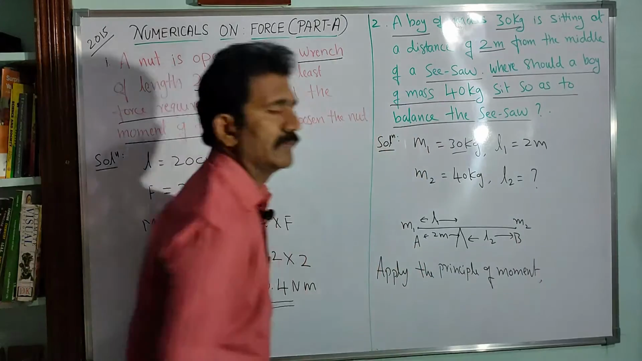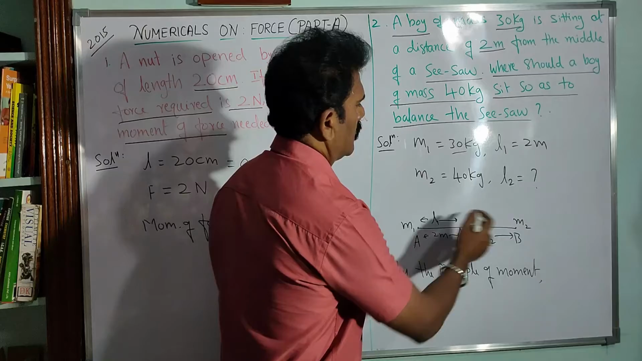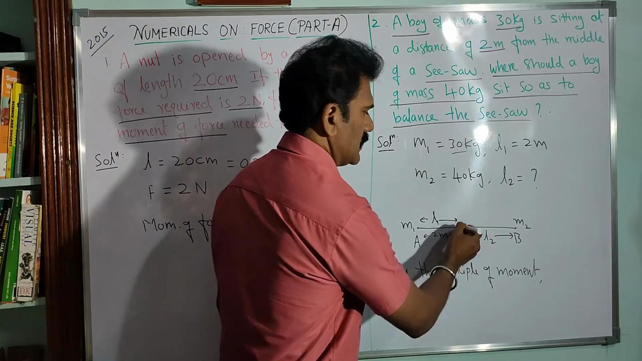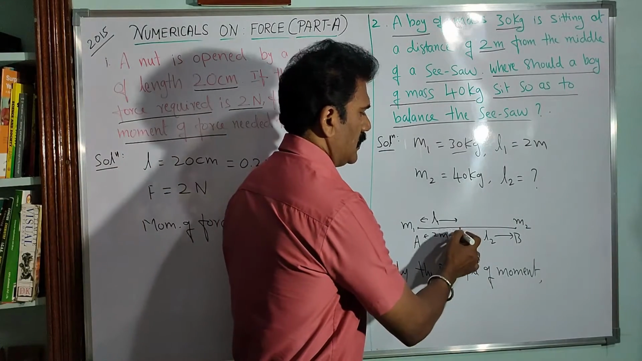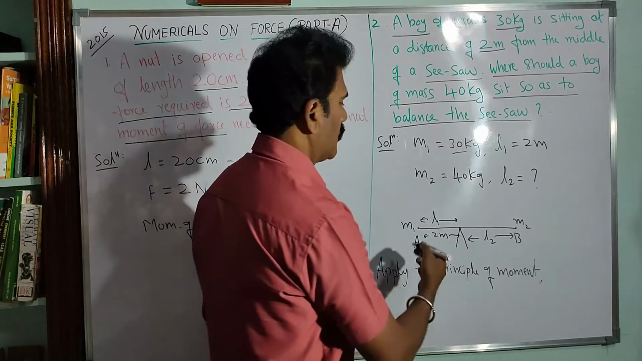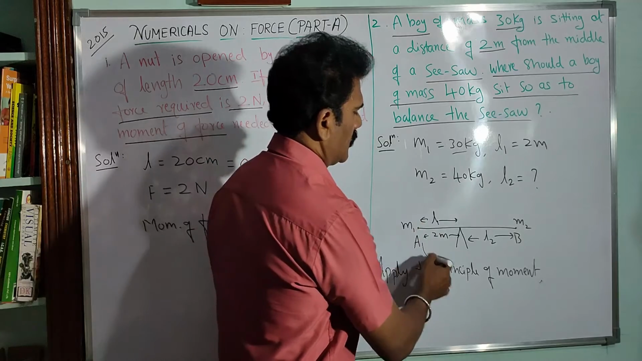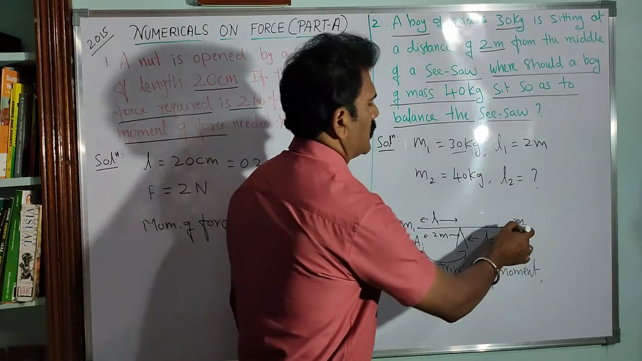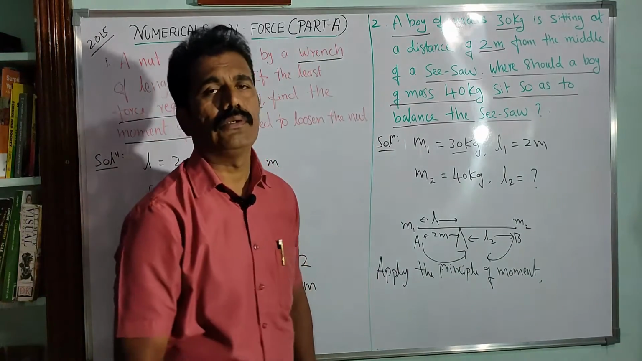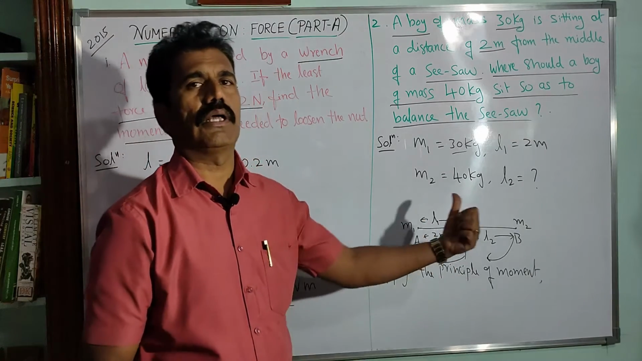What is the principle of moment? When two persons are sitting on either side of a seesaw, where it is fixed at a point, considered as a fulcrum, you will get two moments, right? Clockwise moment and anti-clockwise moment. The boy sitting at A gives the anti-clockwise moment. The boy sitting at B gives the clockwise moment. So we need to consider the principle of moment as clockwise moment is equal to anti-clockwise moment.